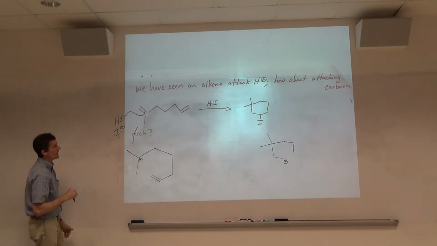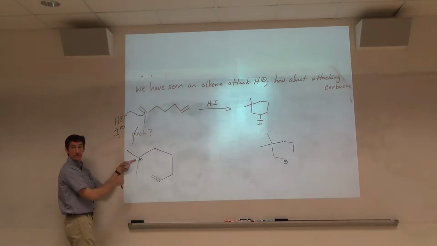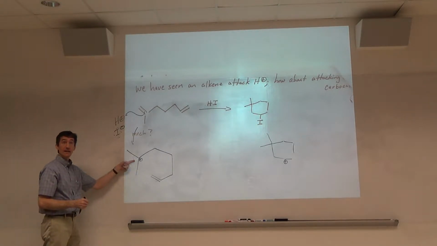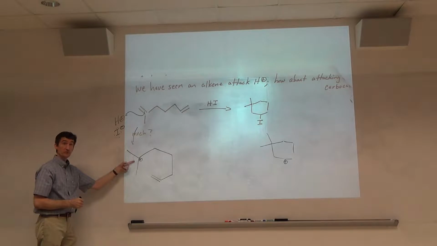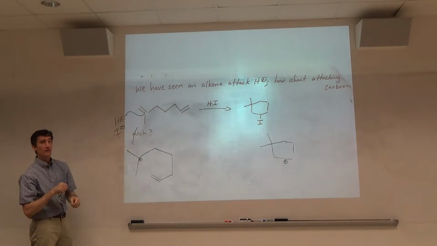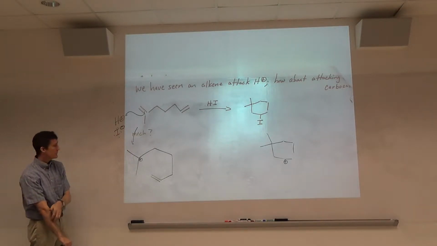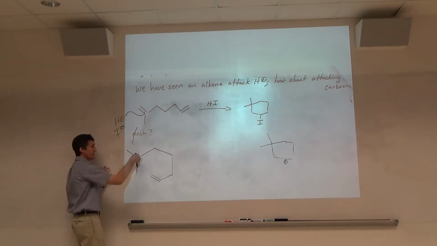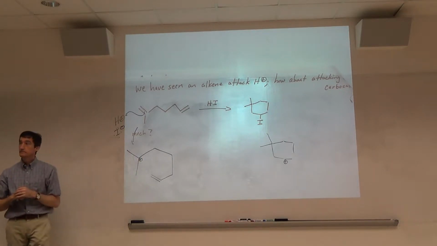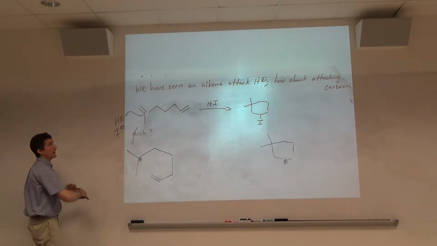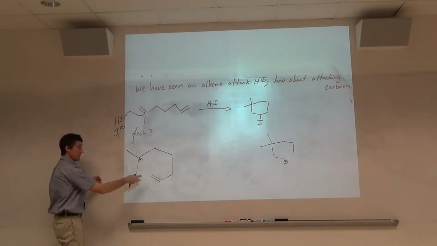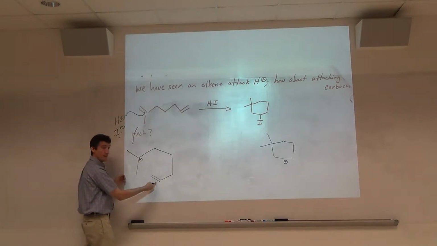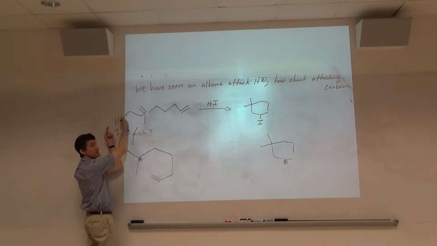Now, I minus could attack here, and you can get a product where you added HI, a hydrohalogenation. But that wouldn't be the product over there. We have to make a 6-membered ring. How are we going to do that? Instead of I minus attacking, what else could attack this? A carbon pi bond. Pi bonds can attack the plus. Do pi bonds attack pluses? Yes, we just did it right here.